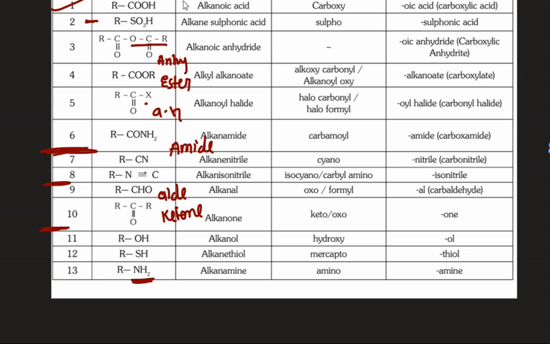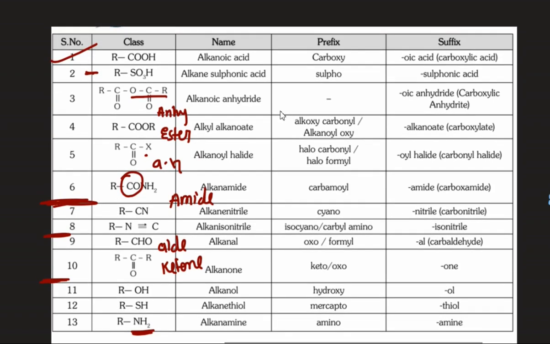Know the difference between amide and amine. Amide indicates CONH2, amine indicates NH2. If you have CO, then it is amide; if you don't have CO, then you should call it amine. Clear till here? Who is the first one? Carboxylic acid, sulfonic acid. Then the family members: anhydride, ester, acid halide, amide. Next is cyanide, isocyanide. Next aldehyde, ketone, and then alcohol, thiol, and amine. Clear till here? Right. So these are the prefix and suffix.